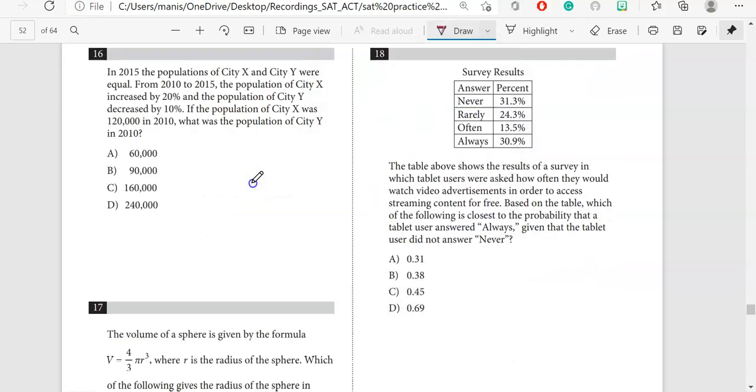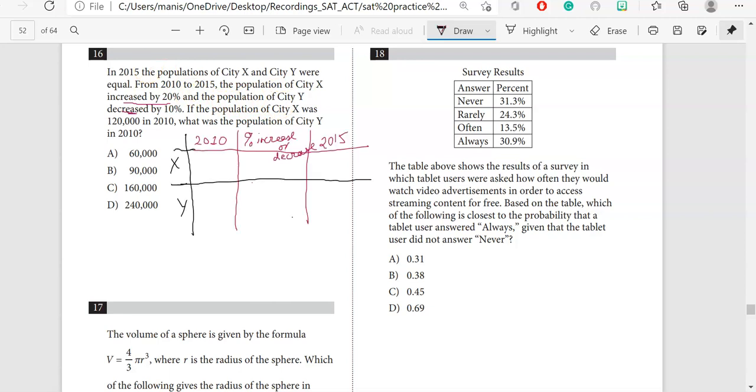Okay. In 2015, the population of city X and city Y were equal. From 2010 to 2015, the population of city X increased by 20% and the population of city Y decreased by 10%. Okay, decrease means subtraction, increase means addition. If the population of city X is this, what is the population of city Y in 2010? So this is about 2010 to 2015. So what we can do over here is, the population increased by 20%.